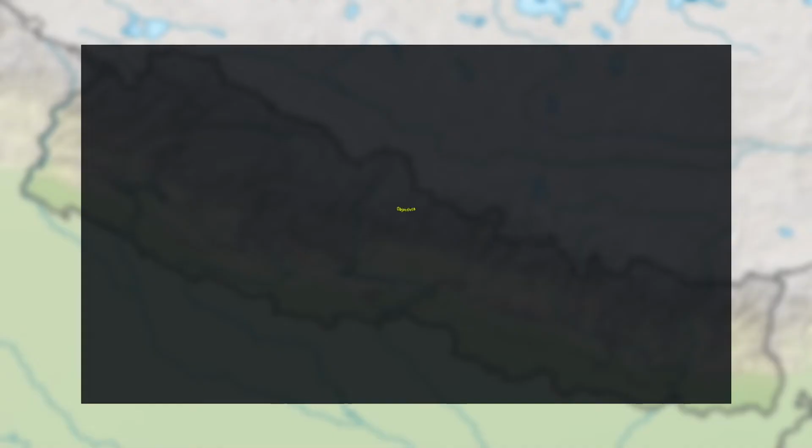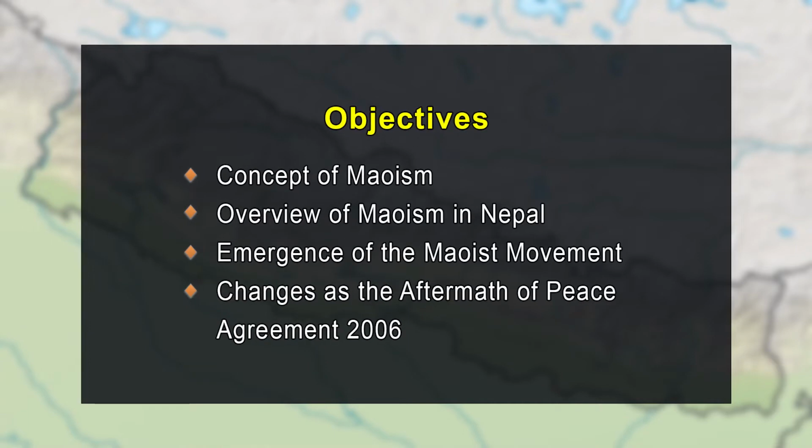In today's lecture, we will discuss the Maoist movement in Nepal. The lecture will broadly try to: 1. Understand the concept of Maoism, 2. Give an overview of Maoism in Nepal, 3. Analyze the emergence of the Maoist movement, and 4. See the changes as the aftermath of the Peace Agreement 2006.